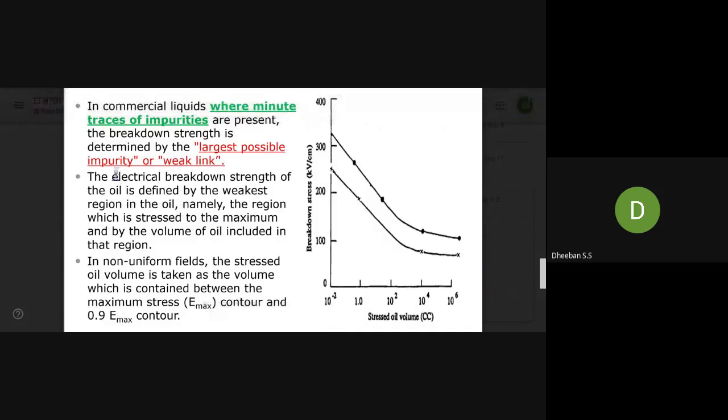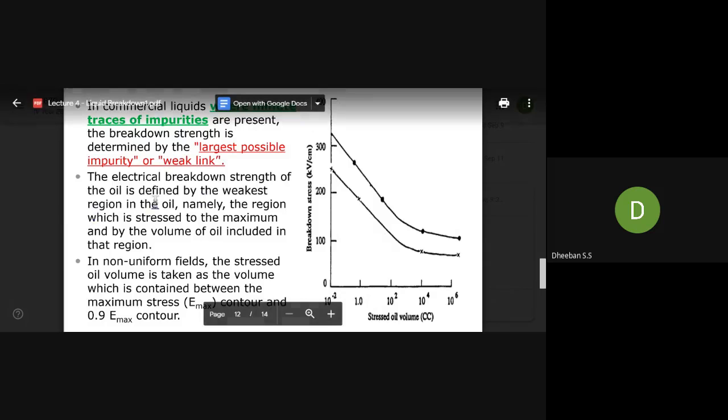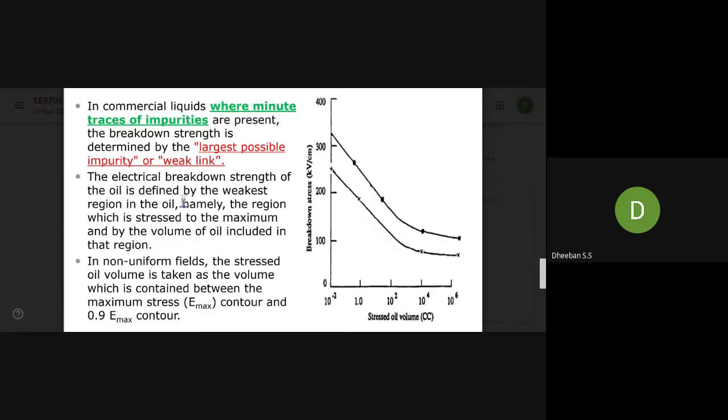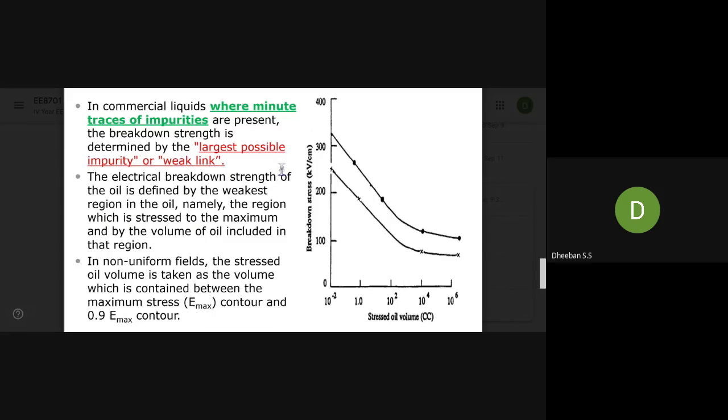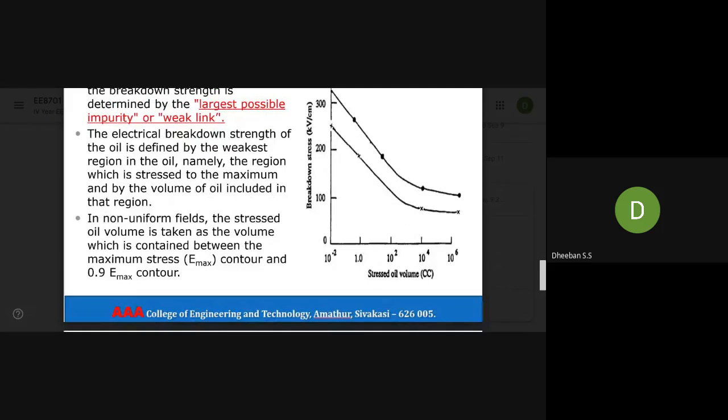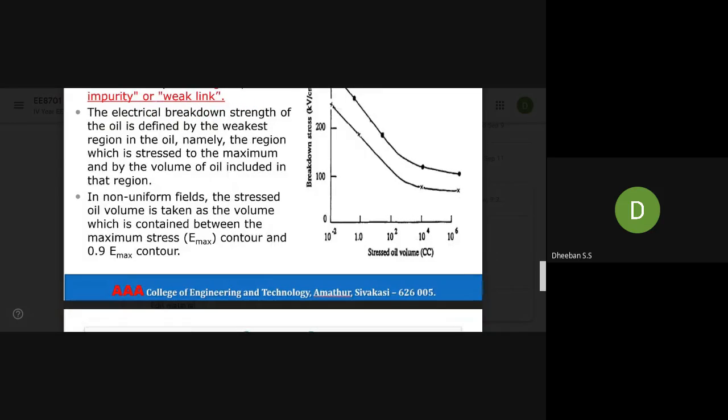What they're saying is that the electrical breakdown strength of the oil is defined by the weakest region in the oil. It is so true, right? So the breakdown occurs first at the weakest point, the region which is stressed to the maximum, and by the volume of the oil included in that region. In a non-uniform field, this oil volume is taken as the volume which is contained between maximum stress and 0.9 of it. So this is some kind of a threshold value.